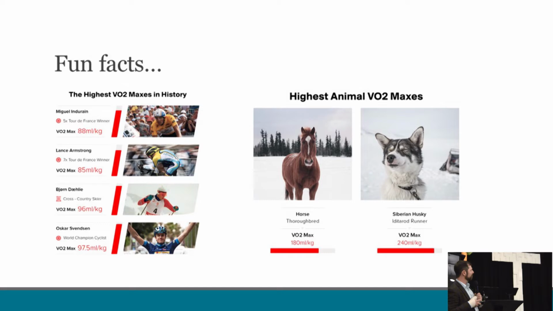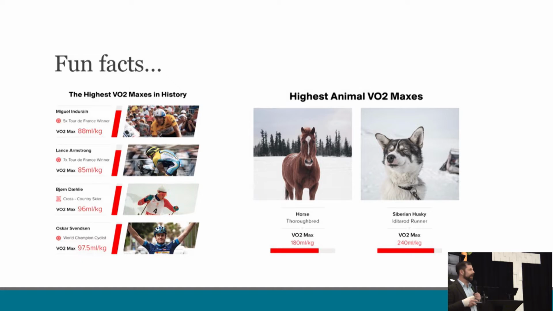And then, like I had mentioned before, comparing to our animal athletes, your thoroughbred racehorse is coming in at about 180 mils per kilogram. But not to get too big-headed with that, the Siberian Husky actually comes in at about 240 mils per kilogram, which is pretty darn incredible.